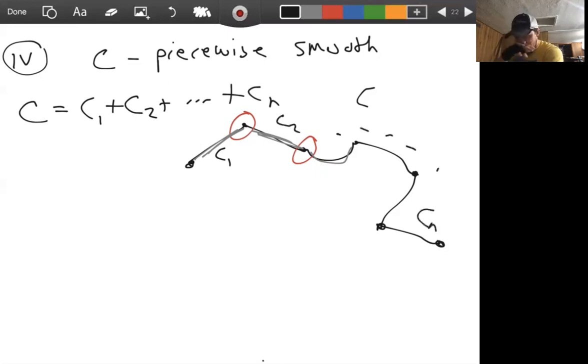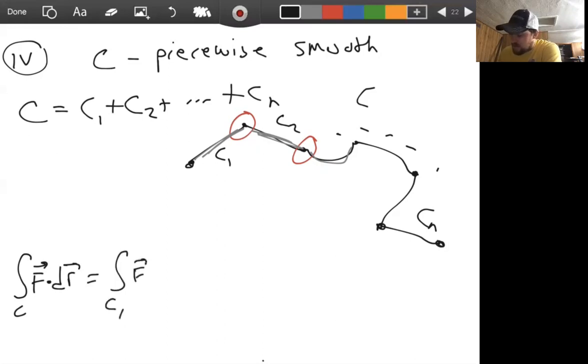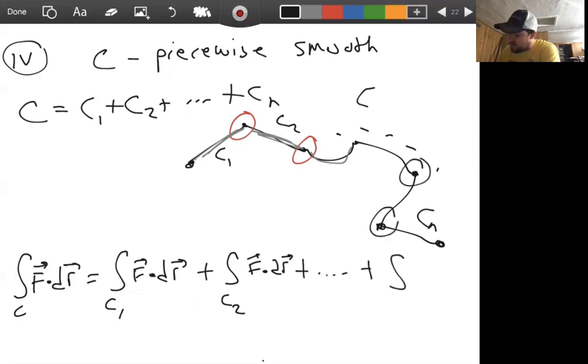So this gives us a way of looking at more general curves here, right? And what it says is that the vector line integral of some vector field over this piecewise smooth curve is the same as taking the sum of the vector line integrals over every piece. And so you can avoid the difficulty of these sharp turns by passing to the integral over each piece.